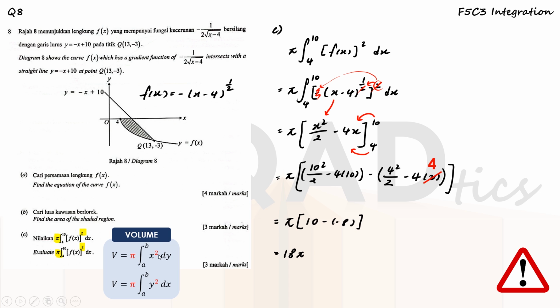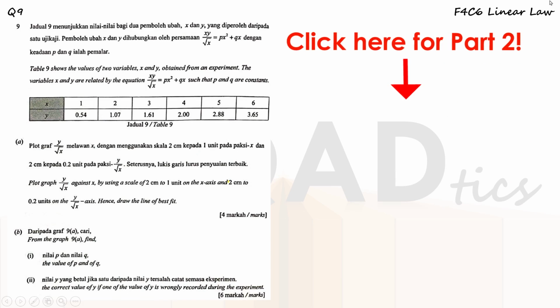So if you look at the formula of the volume, you can see that here we have pi and a square, which is exactly the same thing here, right? So we are calculating the volume, so here we need to add units cubed. Next question comes from the chapter linear law.